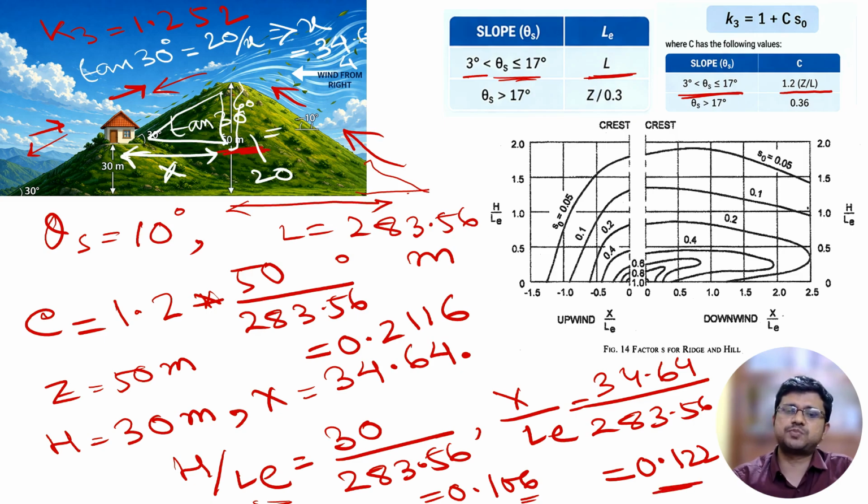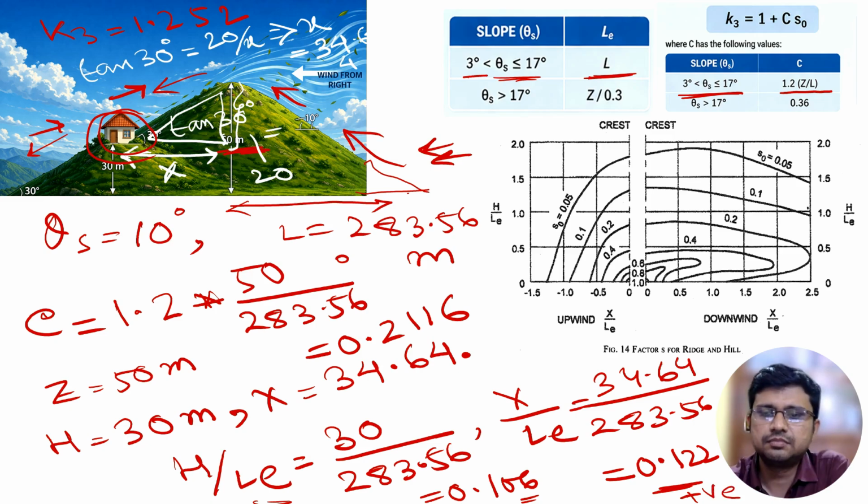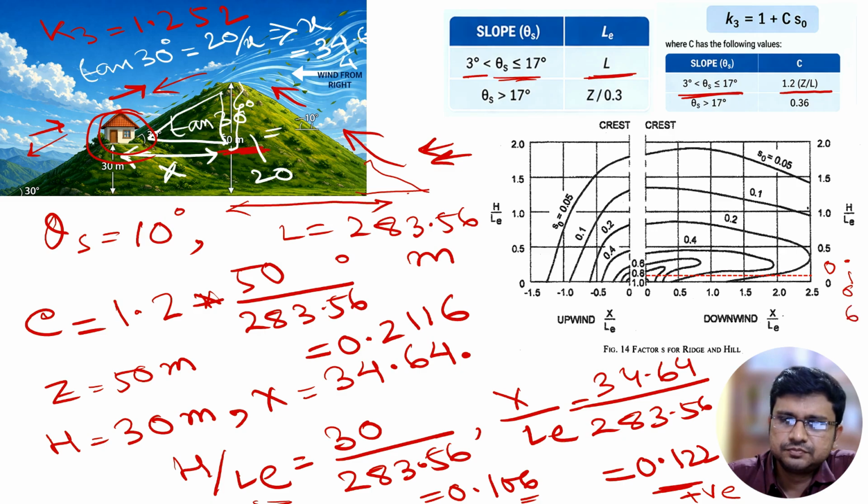Now our X by LE will be positive because our building is located on the downwind slope, because wind is coming from the right and our building is on the downwind slope. So now our X by LE will be positive. Our H by LE is 0.106 and X by LE is 0.122.